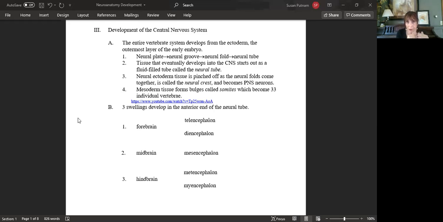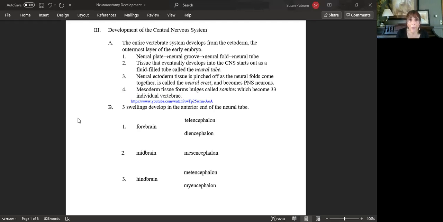Mesoderm, meso, think of the mesa in the middle, tissue forms bulges, and those bulges are called somites, and they are what becomes the 33 individual vertebrae.